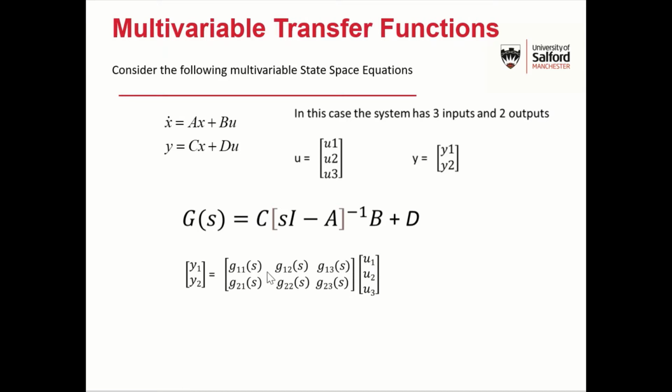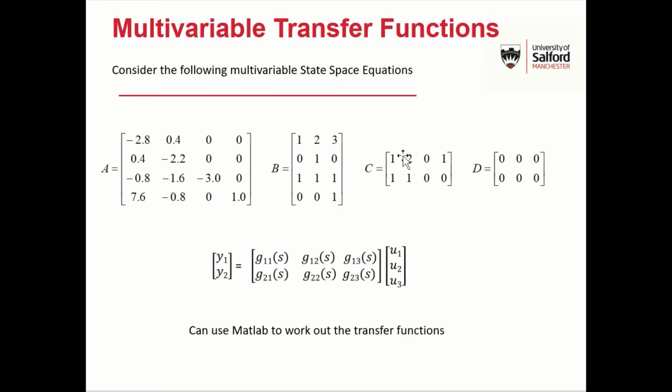We'd label the first one G11, G12, G13, indicating row 1, column 1, column 2, column 3. This would be row 2, so it's G21, column 2, G22, column 3, G23. And we could then work out what each of these separate transfer functions is, to give us our multivariable transfer functions using this expression here. So one of the things we'll be looking at is how to go from state space to transfer functions, and also how to go from transfer functions back to state space. So we can flip from one type of analysis to another as it suits us.